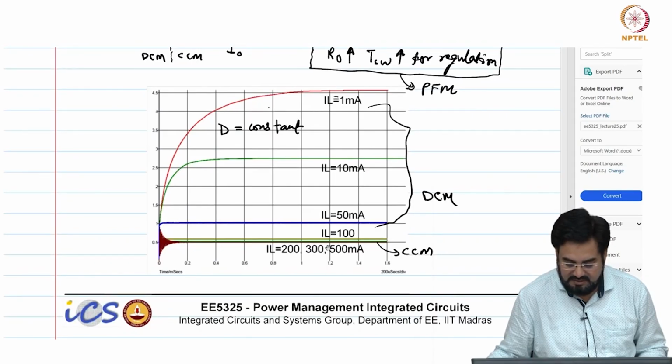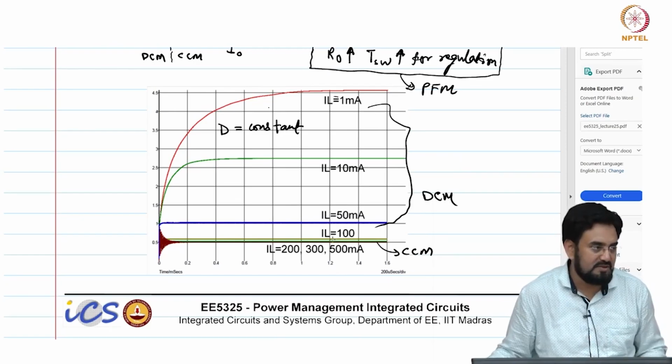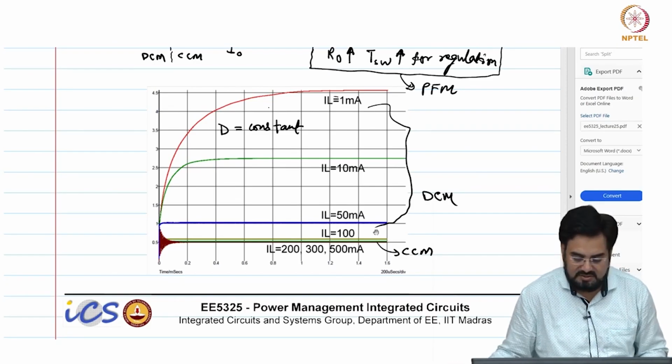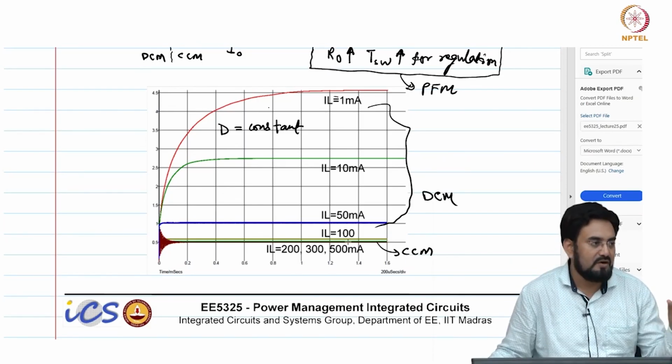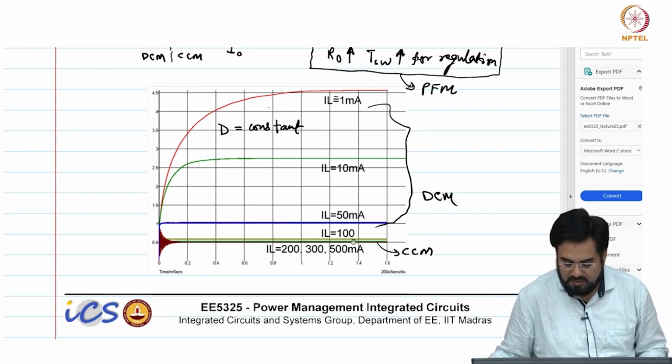If you see, this is in the CCM, and you can see there is hardly any change in the output voltage. There would be a minor change because it's simulated in the open loop, so your duty cycle is not changed. With the load, your IR drop is actually changing, so that is why you see a very minor change in the output voltage.